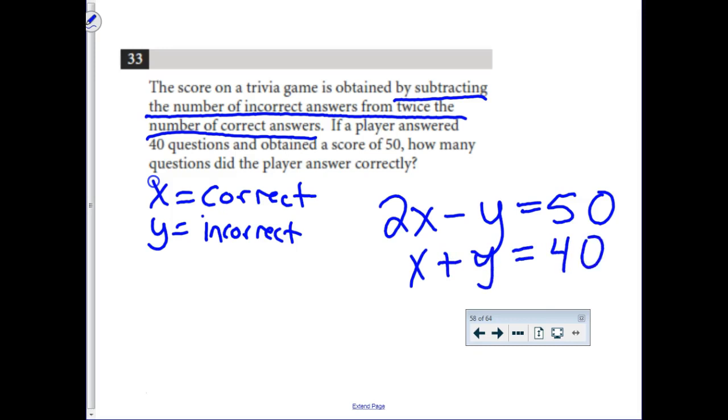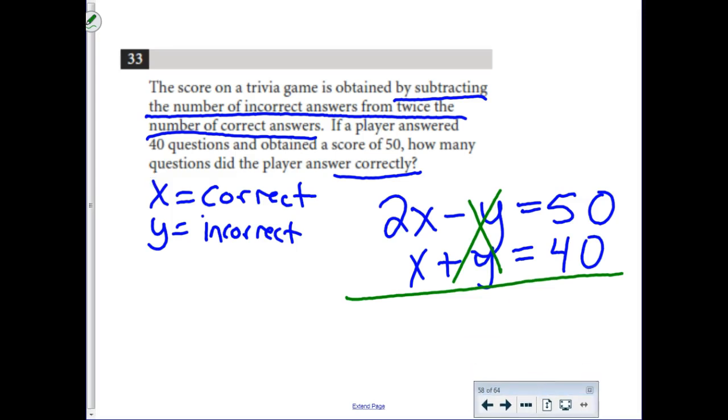Okay, now keep your eye on the prize. I want to know the number of correct ones. So I would like to solve for X. So I want to make sure we knock out the Y. Guys, it's like your birthday. The Y's already knocked out. Look at that. Look, another system, children. They love a good system on this test, don't they? All right, 3x equals, I need this move. 3x equals 90. So x equals 30. We'd bubble in 30. We'd move on.